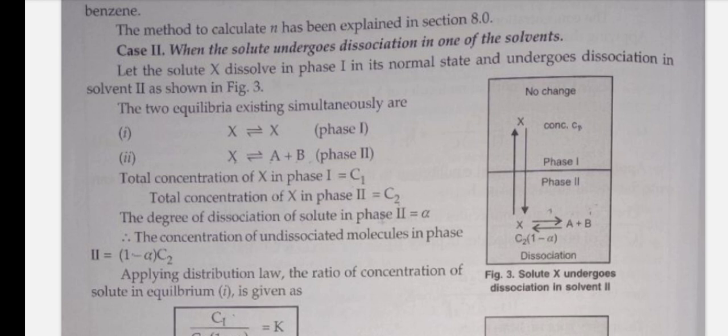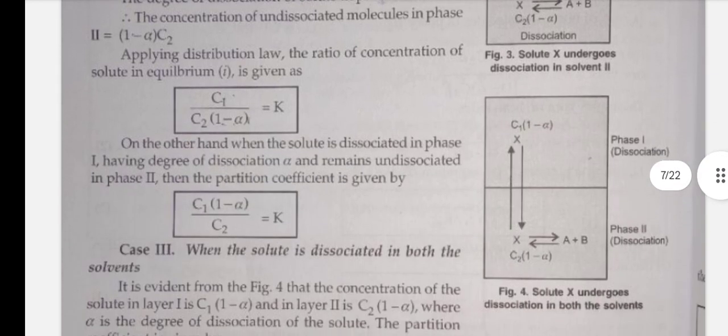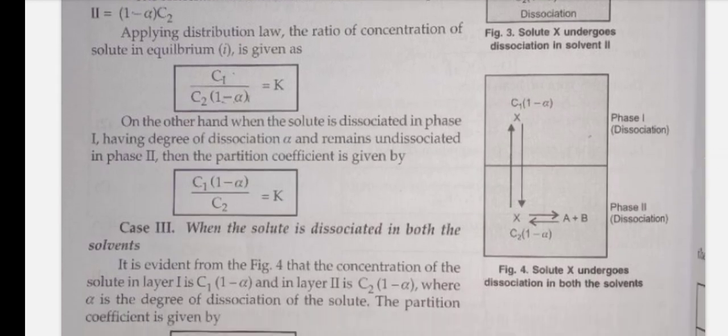The concentration of undissociated molecules in phase 2 is equal to (1 minus alpha) into C2. Applying distribution law, the ratio of concentration of solute in equilibrium is given as this. On the other hand, when the solute is dissociated in phase 1 having degree of dissociation alpha and remains undissociated in phase 2, then the partition coefficient is given by C1 (1 minus alpha) upon C2 is equal to K.